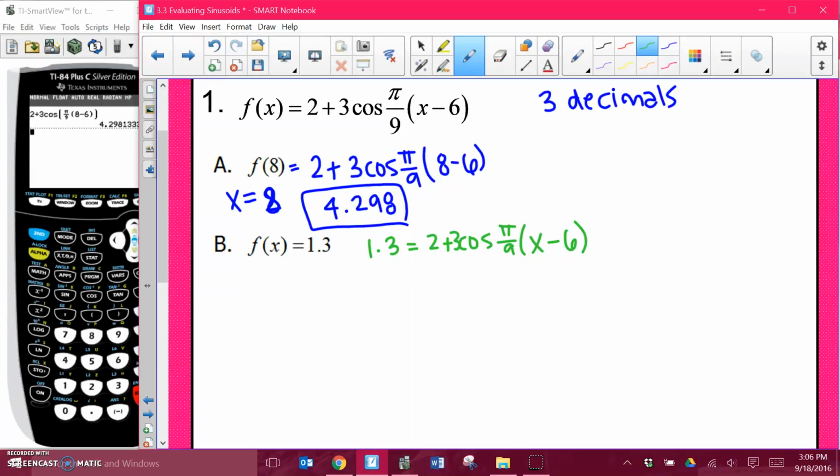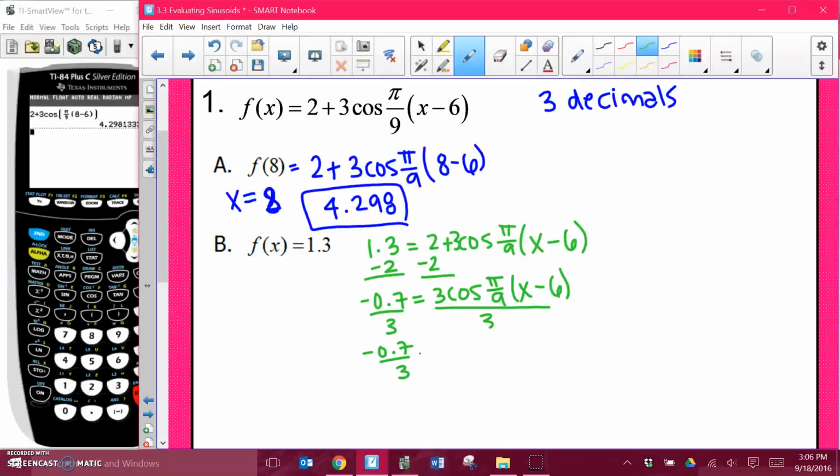Okay, since I want to isolate this, I'm going to solve it just like I solve a regular equation. My first step would be to add or subtract any constants. So I would subtract 2 from both sides, and I would get negative 0.7 is equal to 3 cosine of pi over 9 times x minus 6. My next step then is to divide by any constants on the outside of my expression. So I would get negative 0.233 equals cosine of pi over 9 times x minus 6.